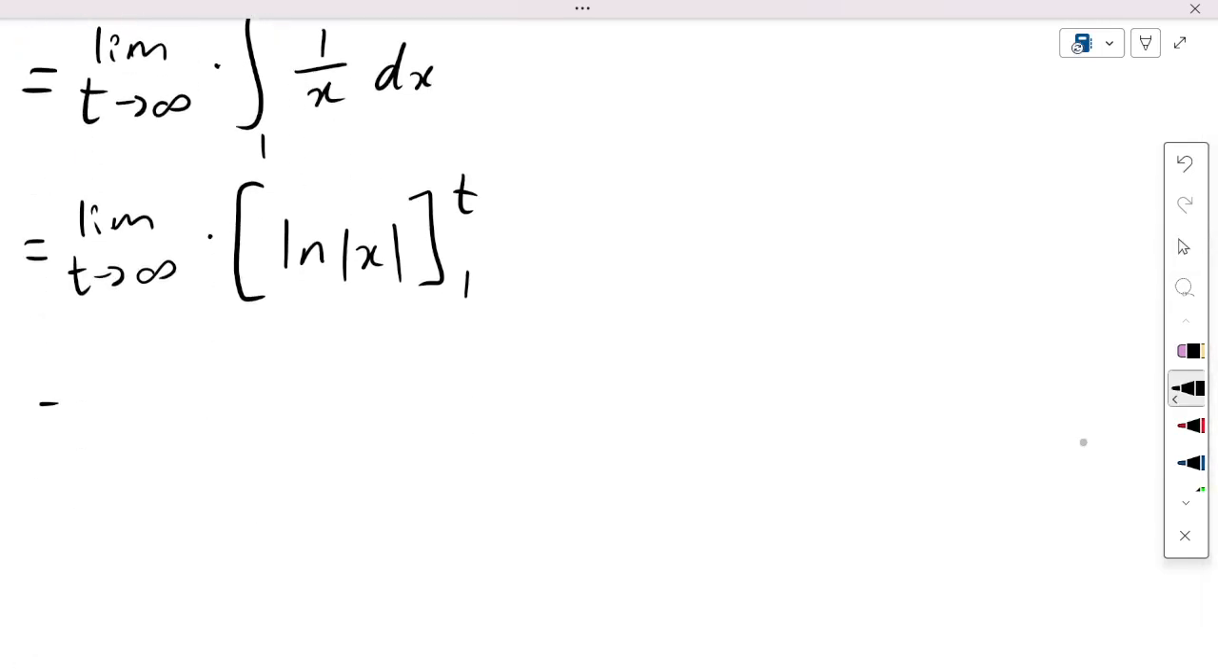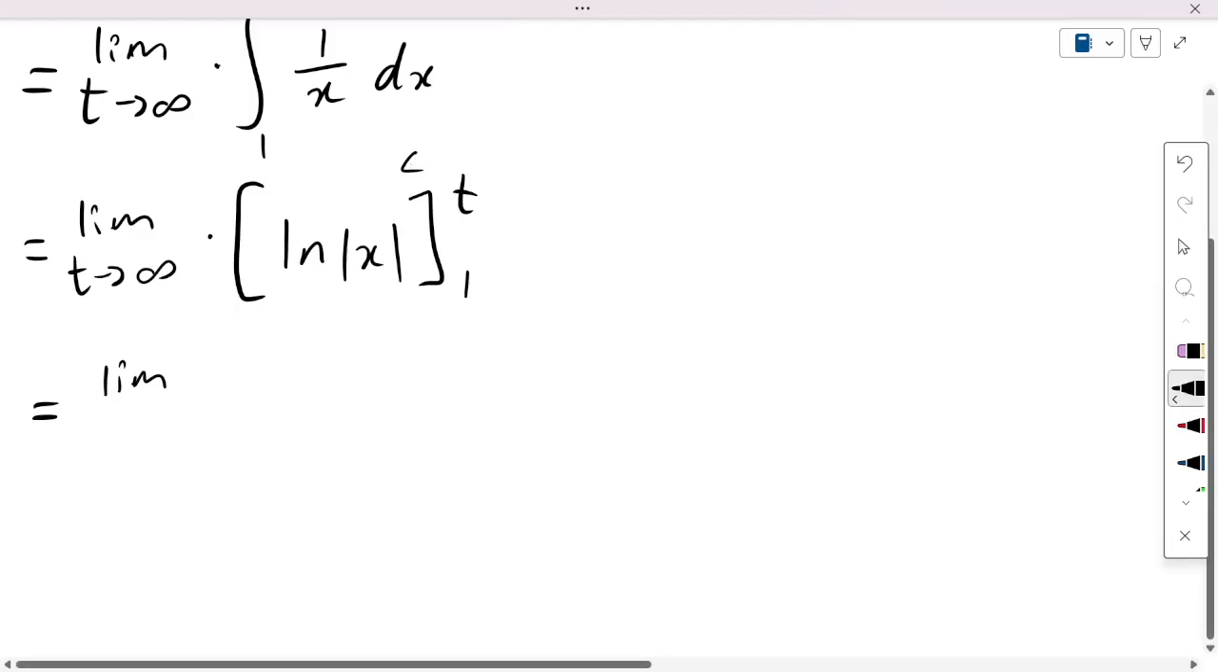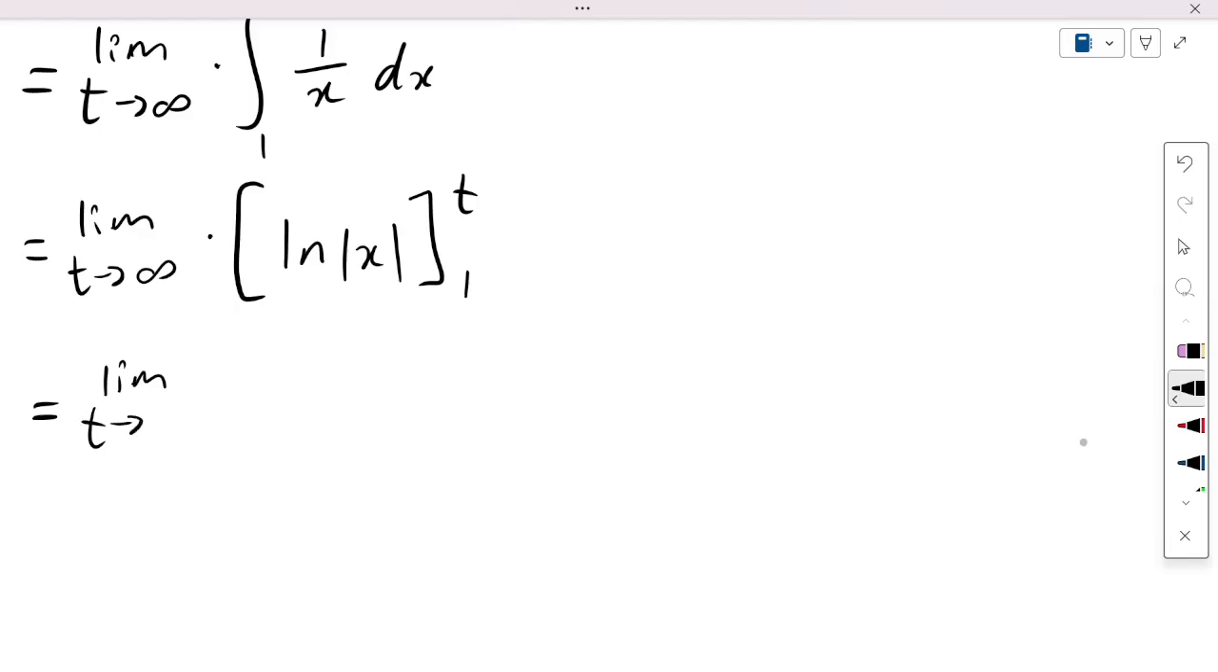Now what we have to do is evaluate this. We need to take the t in first, and then subtract what we get when we take the 1 in. So it's going to look like this: the limit as t approaches infinity of the bracket, natural log of t first. Remember, it's first the upper limit, and then minus the natural log of the lower limit.